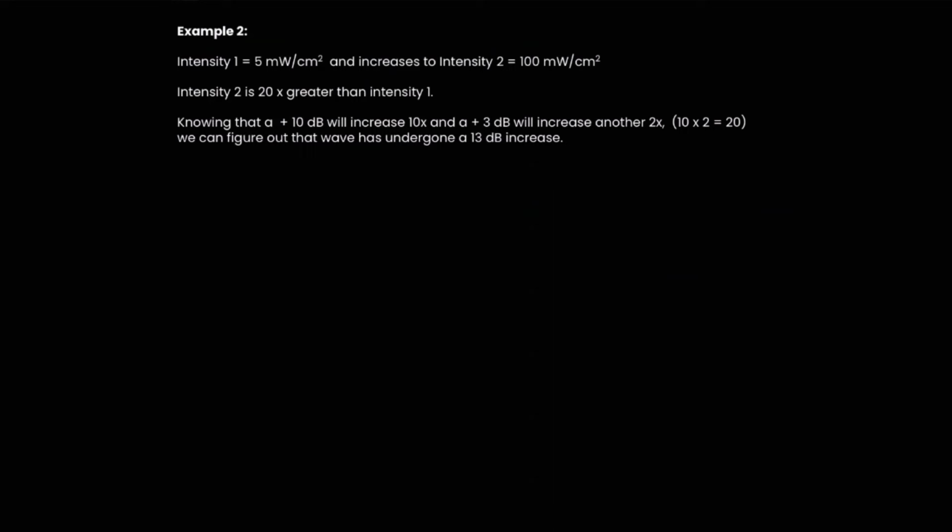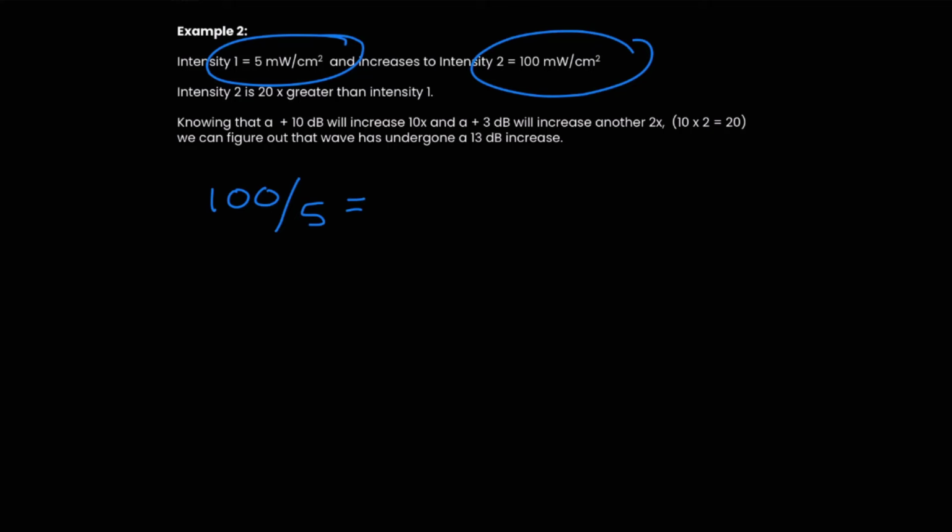Let's take a look now at example 2. We start with a 5 milliwatts per centimeter squared intensity, and that is going to increase to a 100 milliwatts per centimeter squared intensity. First, we need to calculate the factor by which intensity 1 increased. So we take 100 and divide it by 5. That tells us that intensity 1 has increased by a factor of 20.